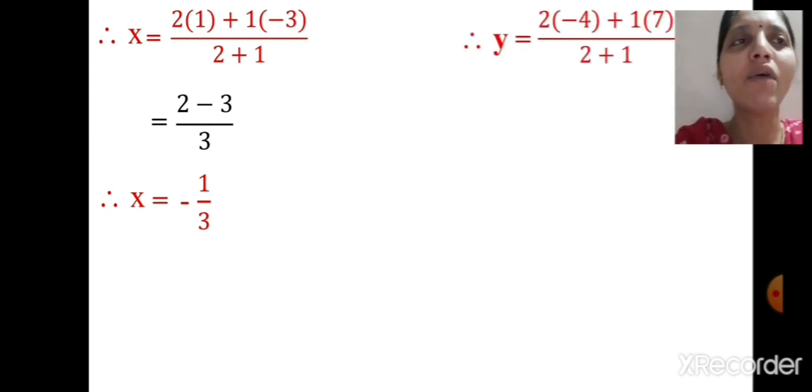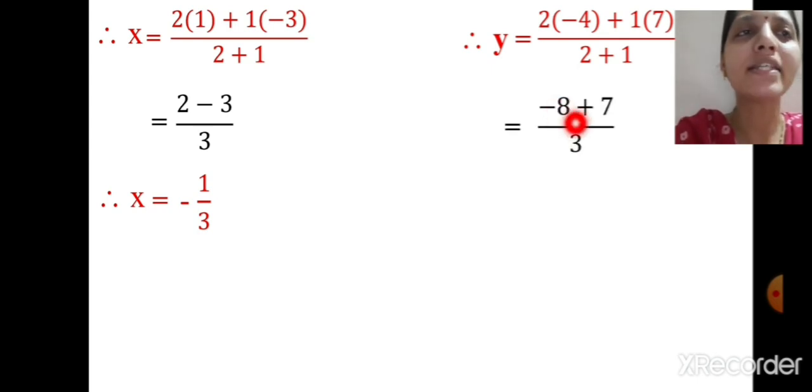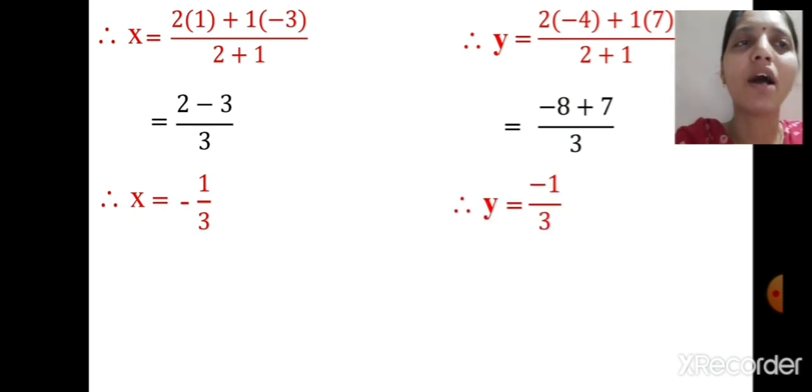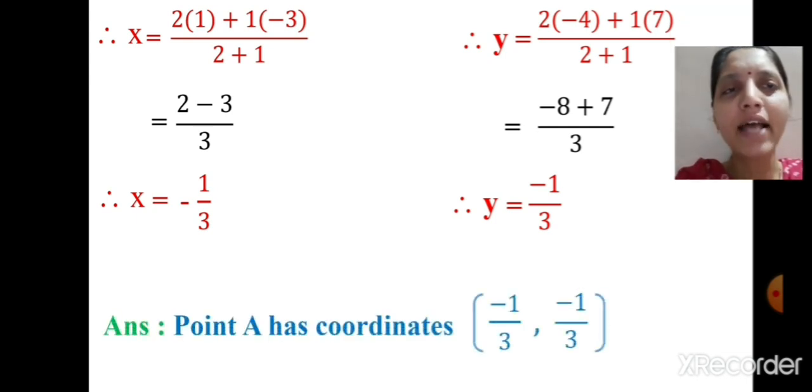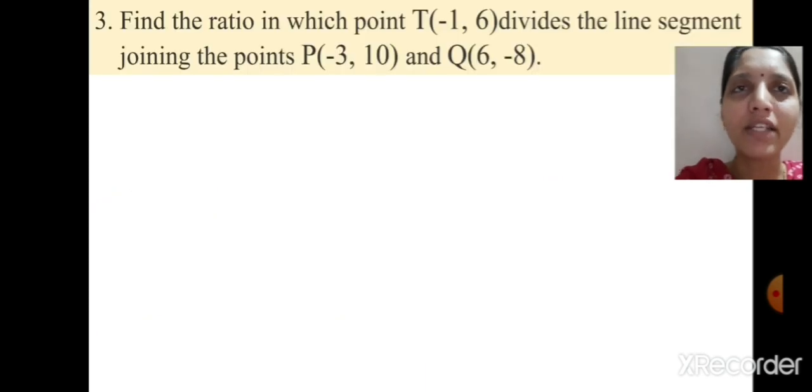Now let's see the y coordinate. Y is equal to (2 into minus 4 plus 1 into 7) upon (2 plus 1). That is equal to minus 8 plus 7 upon 3. That is nothing but minus 1 upon 3. So this will be your y coordinate. Now let's write down the final answer. Point A has coordinates minus 1 upon 3 as x coordinate and minus 1 upon 3 as y coordinate. So this way you have to write the answer. Now let's move on to the next question.